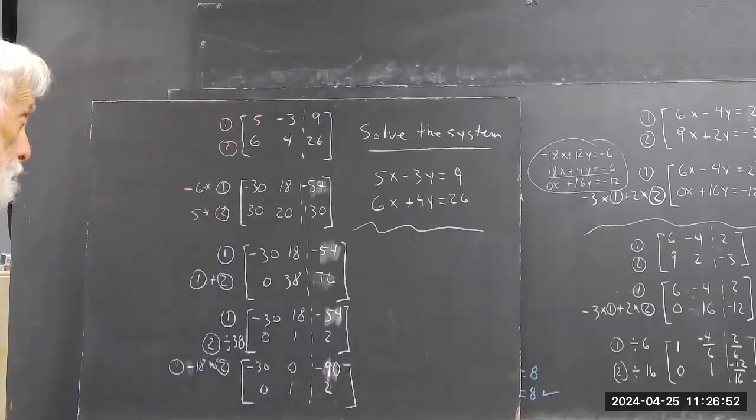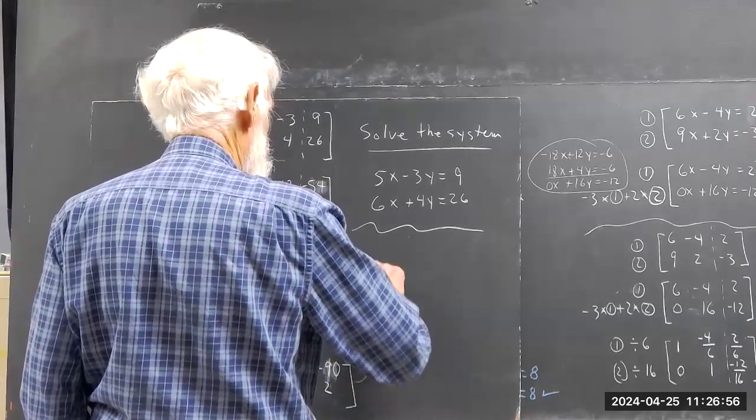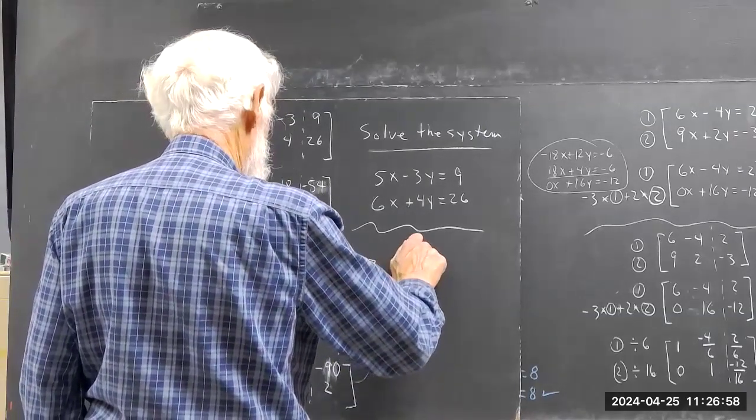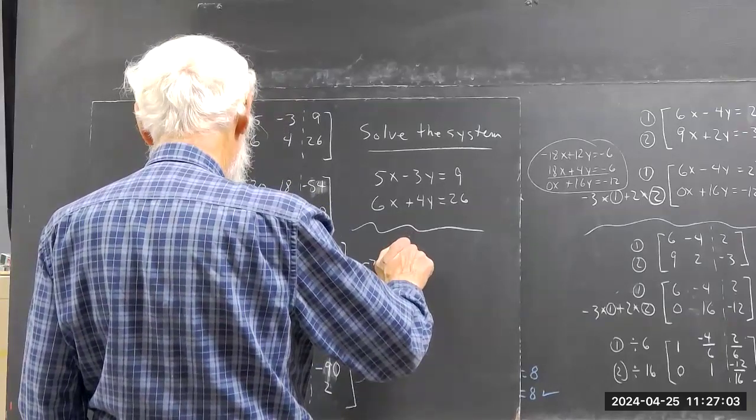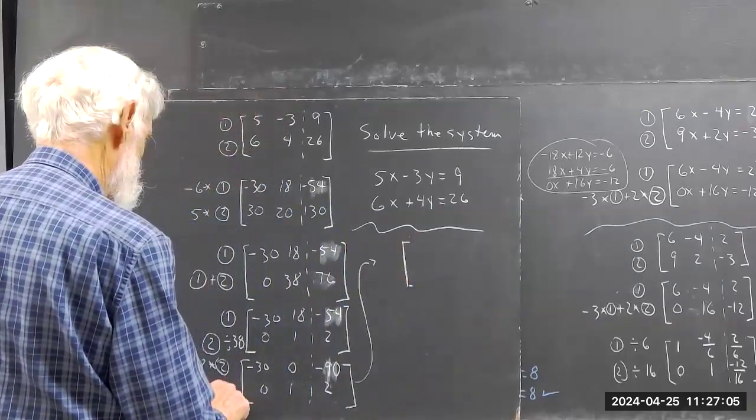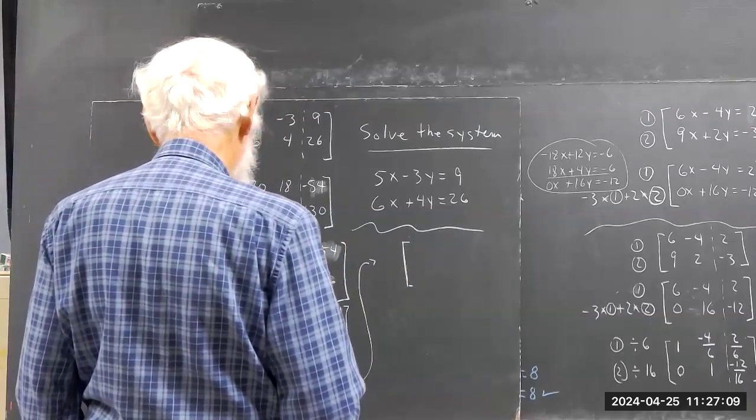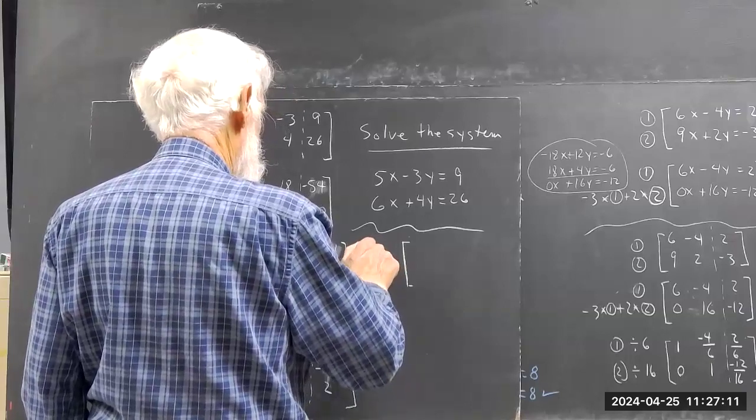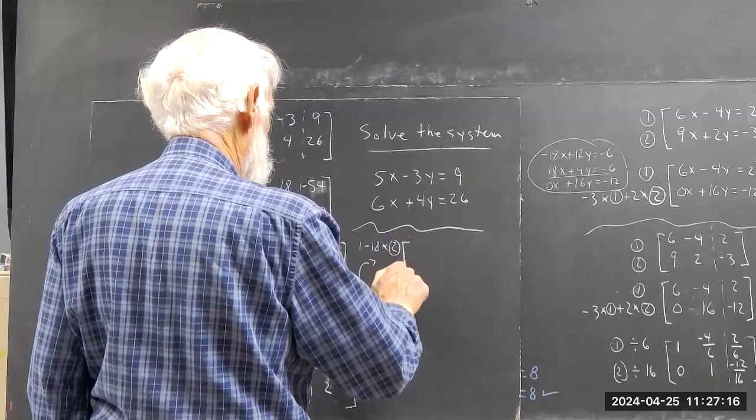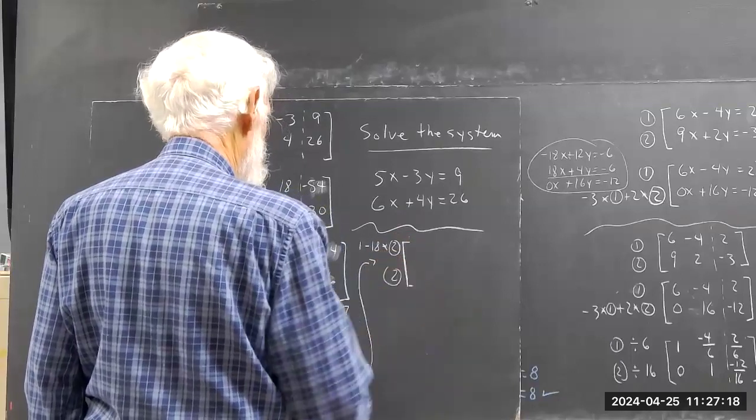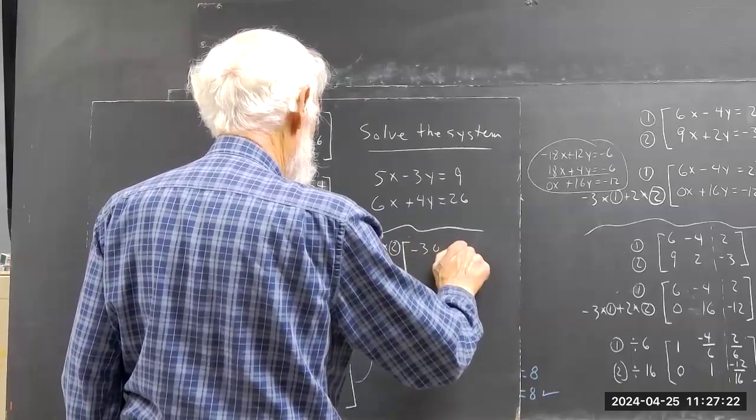Okay, so we get this. Well, I'm going to bring this on up. And I'm just going to rewrite it. And then, of course, we retain row 2. So again, this is row 1 minus 18 times row 2. And this is row 2. Just repeating this matrix, not doing anything new.